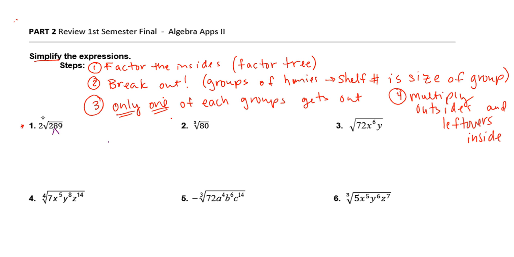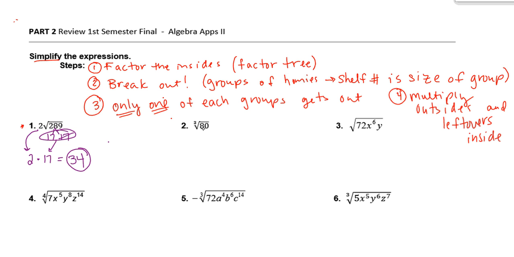When you do, it turns out that 289 is actually 17 times 17. So I've got this group of 17s. One makes it out. The other one dies, but nobody's left in jail, so I don't have to draw it. Or write it, sorry. Don't forget this 2 that's out in front. Everybody on the outside gets multiplied together, and that becomes 34 right there.